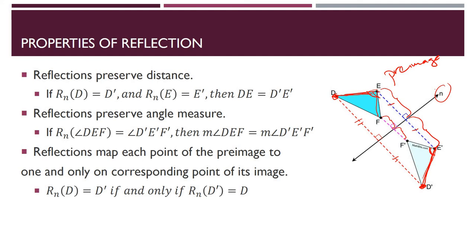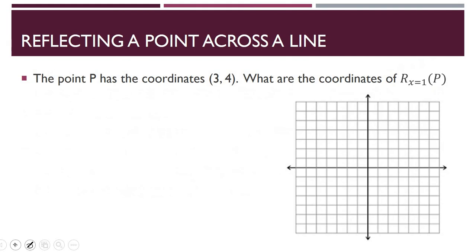And notice that this is really a mirror image. That's why we call it a reflection in a mirror. If I folded this paper in half along line N, these two triangles would lay right on top of each other. So that's why we call this a reflection.